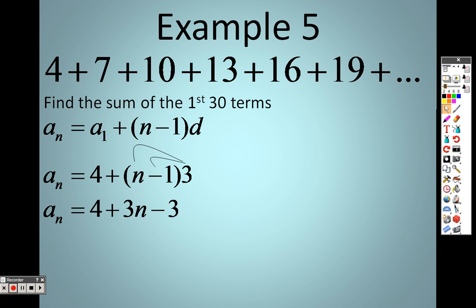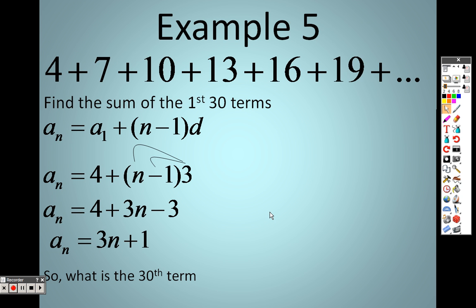This is how easy it is to find an actual basic equation for this formula right here. We know it was 4, distributed that 3 through because that's the common difference. Combine my like terms, I end up getting 3n plus 1. That is the equation for the problem. So the problem now is, it says, so what's the 30th term?